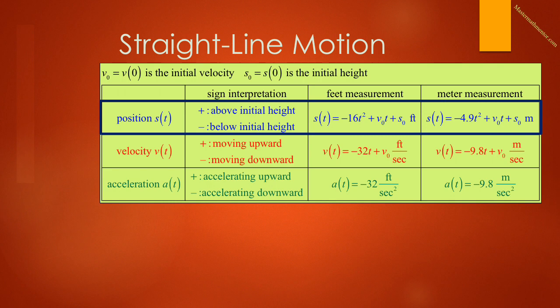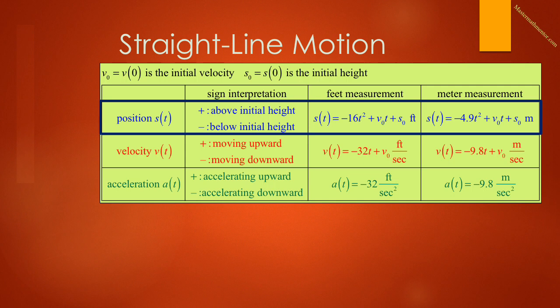Our position function is called S of t. Its sign interpretation is, if it is positive, the position is above the initial height. If it is negative, then the position is below the initial height. If we are working in feet, our formula for the position function when subjected to gravity is S of t equals negative 16t squared plus v0t plus s0.